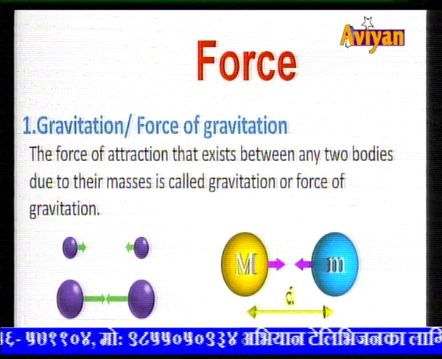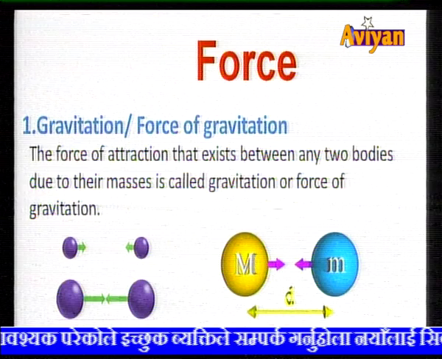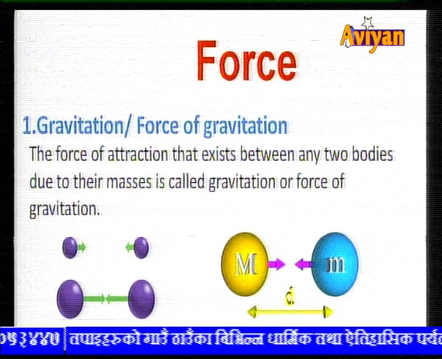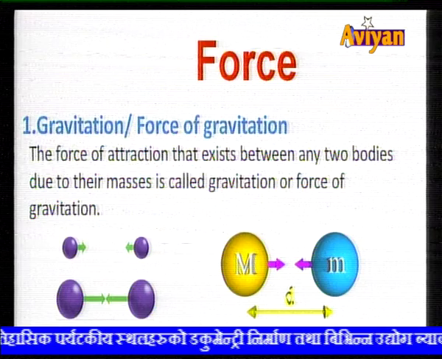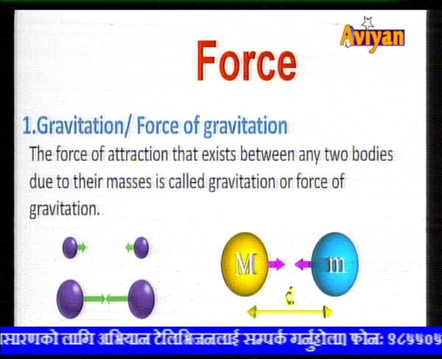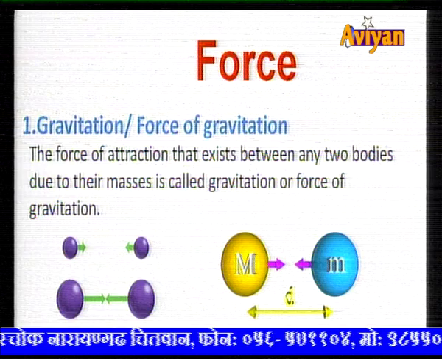This mentioned gravitation, force of gravitation, you can see there. Either you say gravitation or you say force of gravitation, that means the same. The force of attraction that exists between any two bodies due to their masses is called gravitation or force of gravitation. This term was first mentioned by Sir Isaac Newton some 333 years ago. He discussed this gravitation term well. He found facts about force of gravity, force of gravitation, gravitational force, and many more. See the definition written there. The force of attraction that exists between any two bodies due to their masses is called gravitation or force of gravitation.